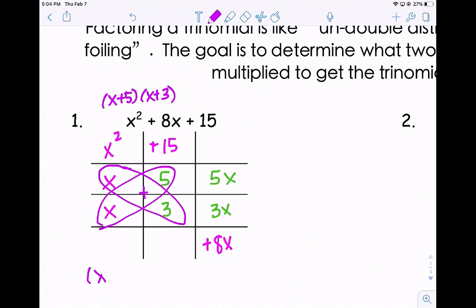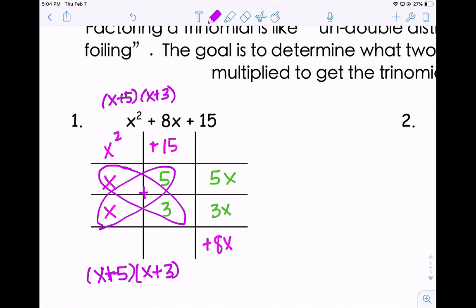So x plus 5 and x plus 3. It doesn't matter what order you put those in. You could put x plus 3 first and then x plus 5. Multiplication is commutative. You can do it any order, just like 3 times 4 is the same as 4 times 3. Well, this binomial times this binomial is the same as this binomial times this binomial.